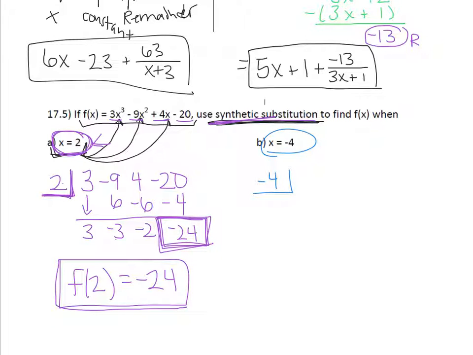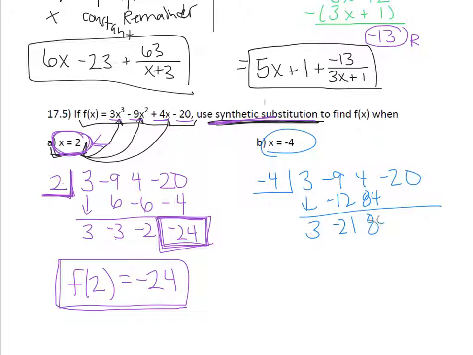Put that in the left-hand corner, write your coefficients, and then do the process of synthetic division. Multiply, add your columns. We get a negative 21. Multiply, you get 84. Add your columns. 88 times negative 4 is a negative 352. Add your columns. We get a negative 372.